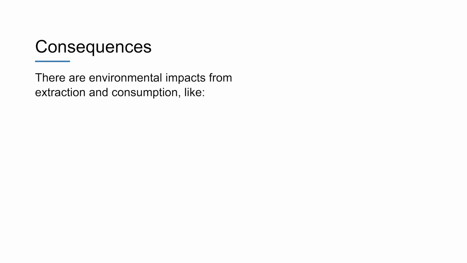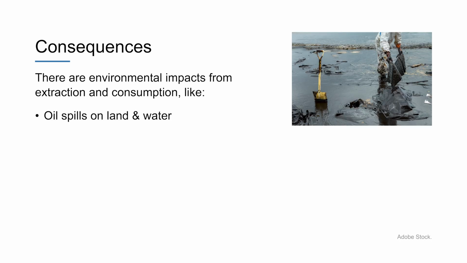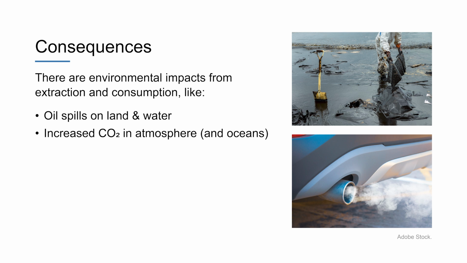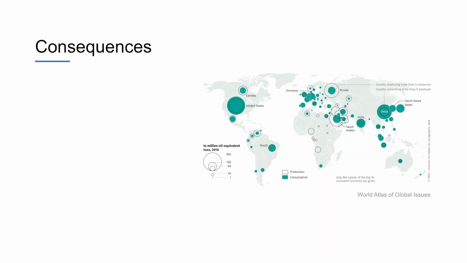There are environmental impacts from the extraction and consumption of petroleum. For example, there's oil spills on land and water, which is, of course, an accident. But there's also increased carbon dioxide in the atmosphere, which also gets absorbed by the oceans. And this isn't really an accident. Most of us know that driving isn't great for the environment, but it's also often the most convenient way to travel today. And these environmental impacts are uneven.